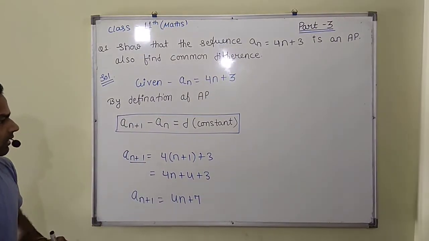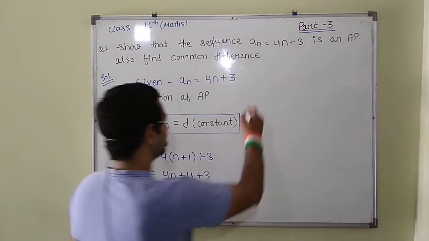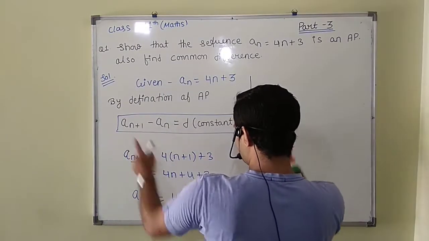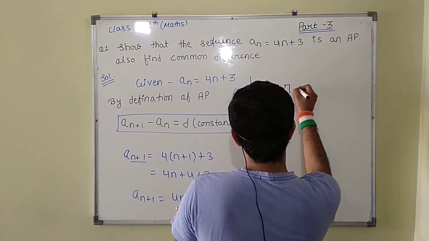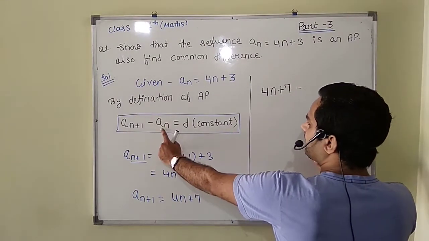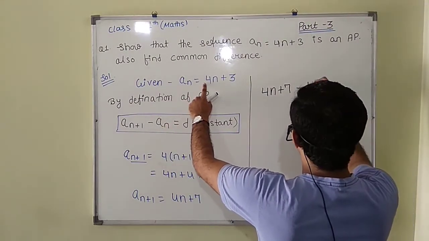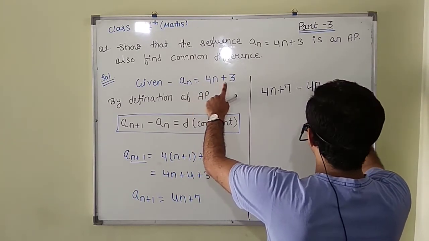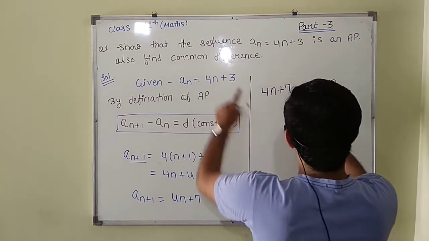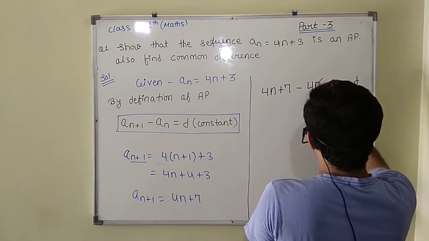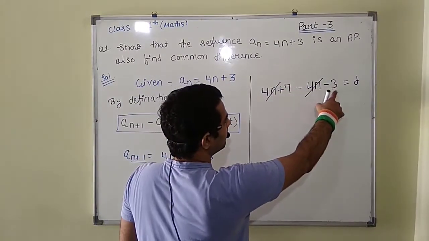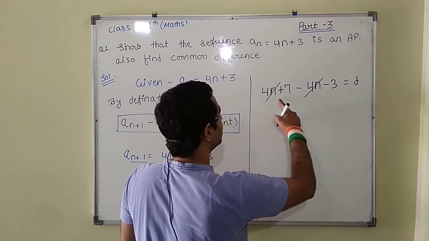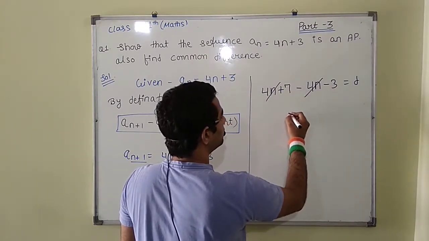Right? Now let us check this formula. So an plus 1, what is the value of an plus 1? 4n plus 7 minus an. So an is 4n plus 3, so minus 4n minus 3. 4n से 4n आपका कैंसिल हुआ. Now 7 minus 3, the value of 7 minus 3 will be equal to 4.